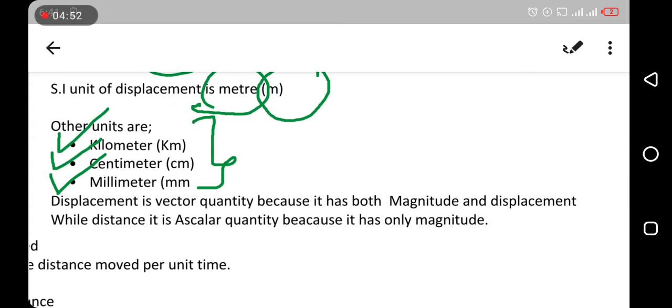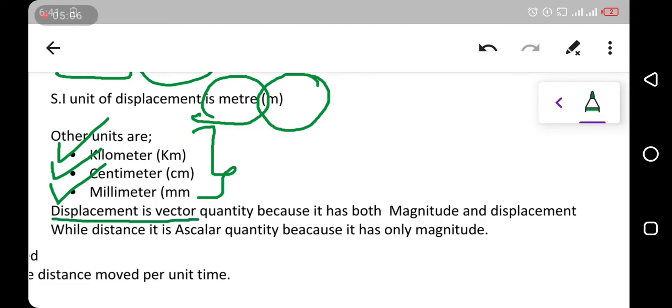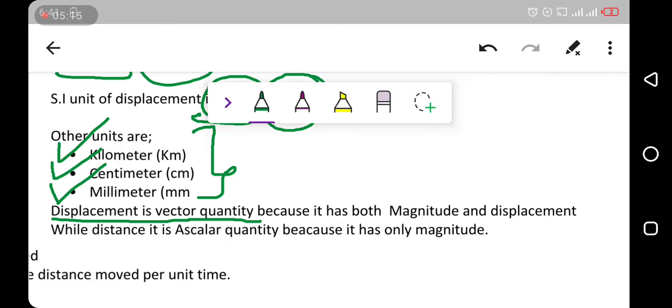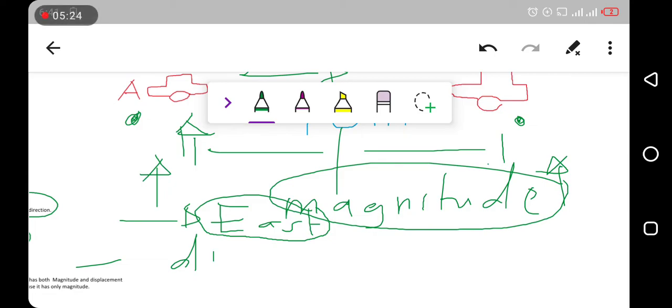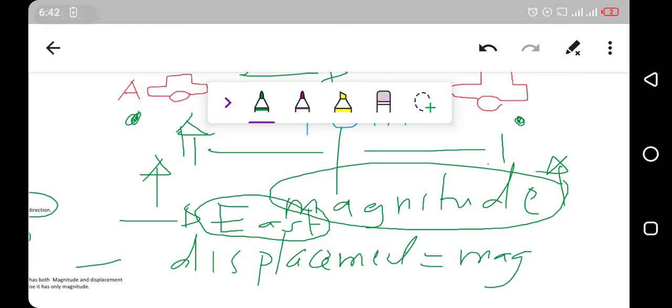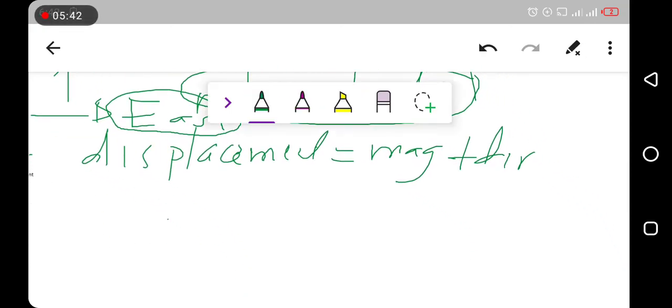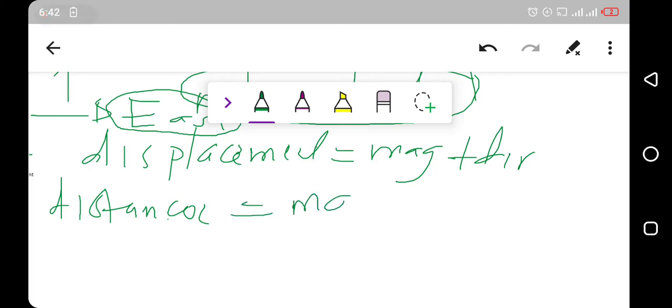Another thing to know is about vector and scalar quantities in distance and displacement. Displacement is a vector quantity. Why is displacement a vector quantity? As we see in our example, in displacement we have magnitude and we have direction. But in distance, what do we have? In distance, we have magnitude only.